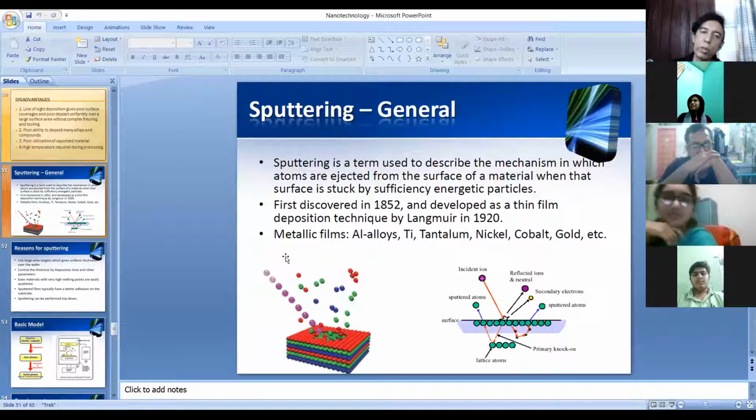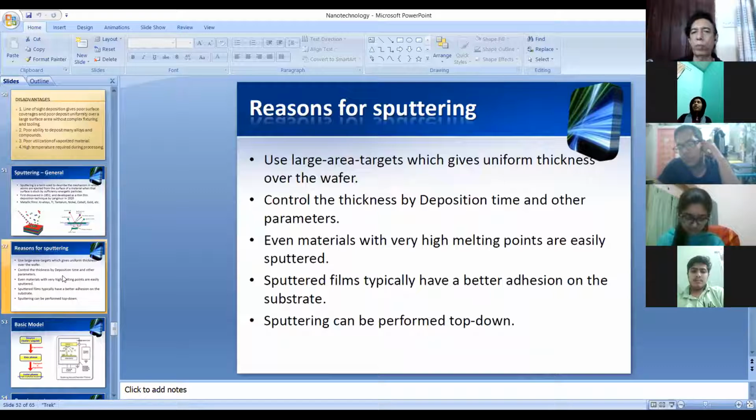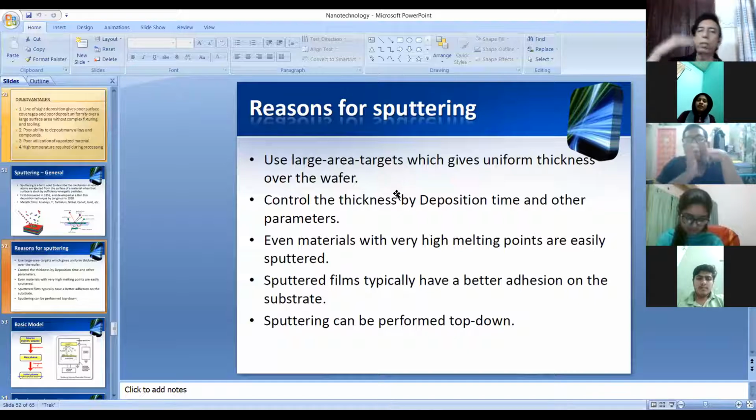So you don't require the heat here. To avoid the heat, this sputtering method is used. So what are the reasons for sputtering? Use a large area target which gives uniform thickness of the wafer. Wafer means that substrate.